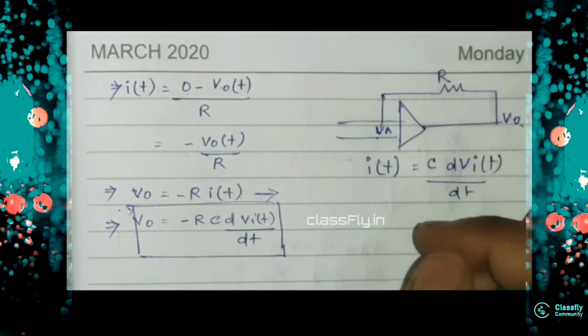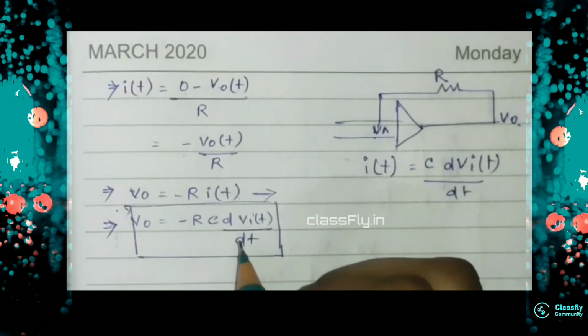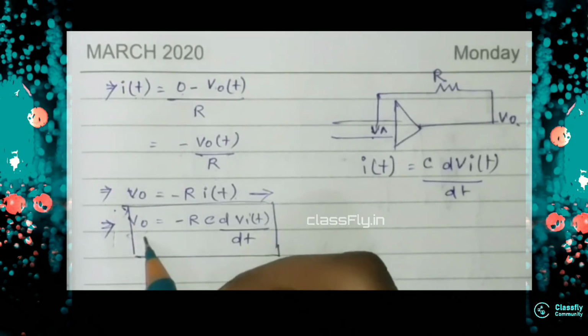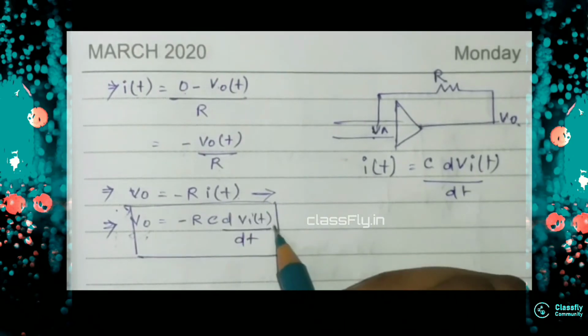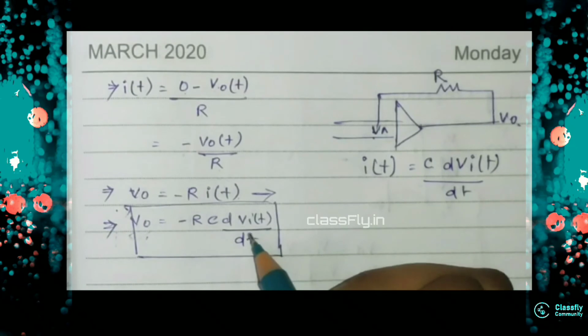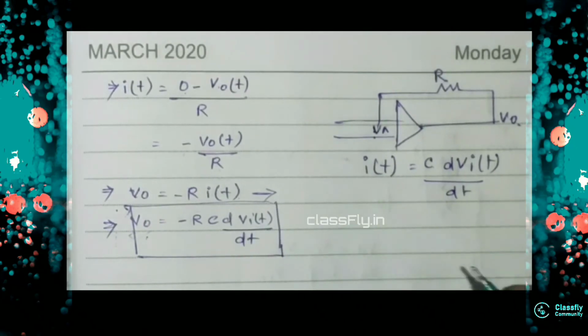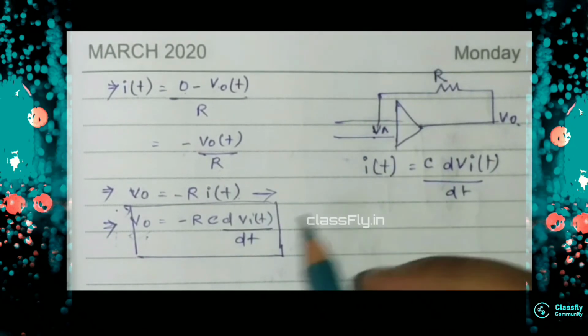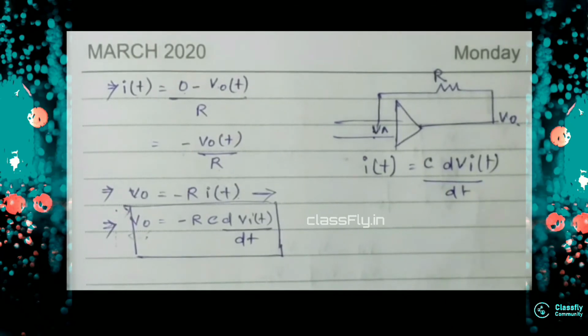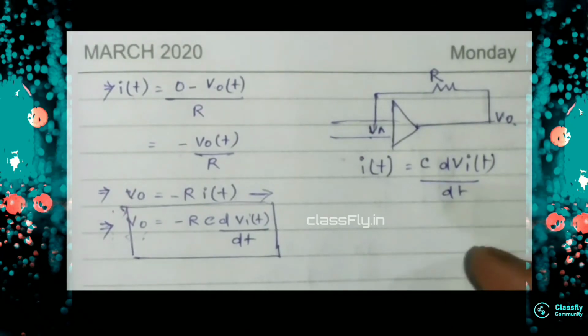So basically, what is a differentiator? It is the output which is equal to the derivative of the input, or it performs as a mathematical differentiation for the input signal. I hope all of you understood the differentiator also.